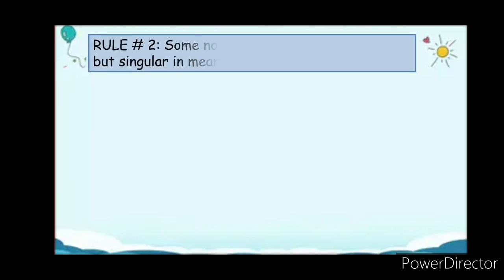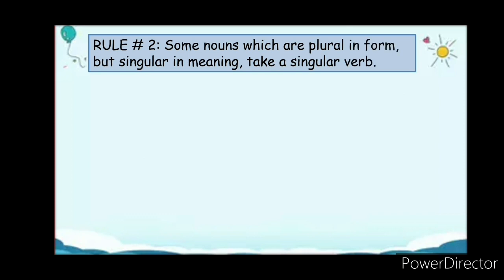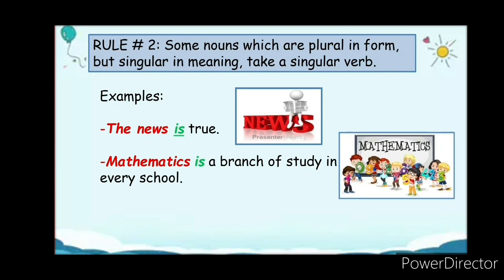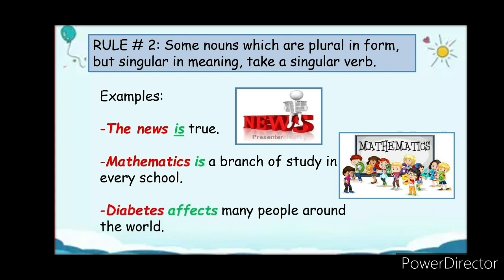Next, rule number 2. Some nouns which are plural in form but singular in meaning take a singular verb. For example, the news is true. Mathematics is a branch of study in every school. Here, the nouns news and mathematics are plural in form but singular in meaning. Hence, singular verb is has been used in each of the sentences. Next, diabetes affects many people around the world. The same rule applies here also. Diabetes, which is plural in form but singular in meaning, has taken singular verb affects along with it.